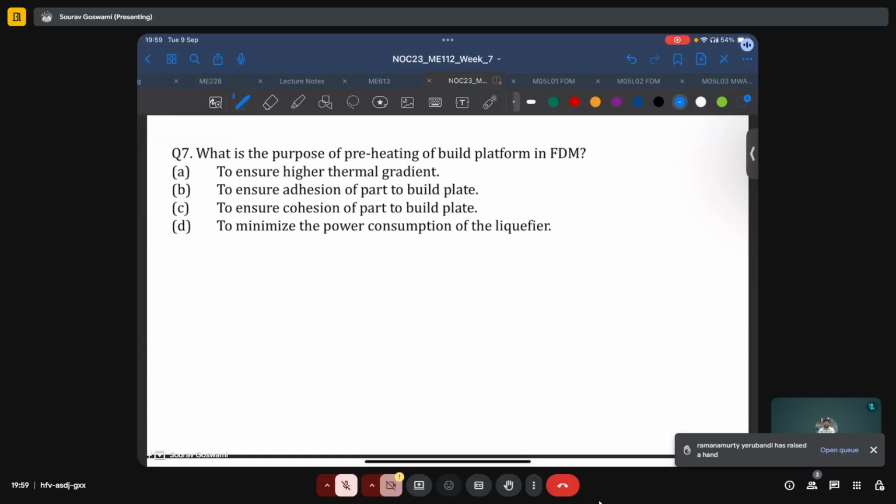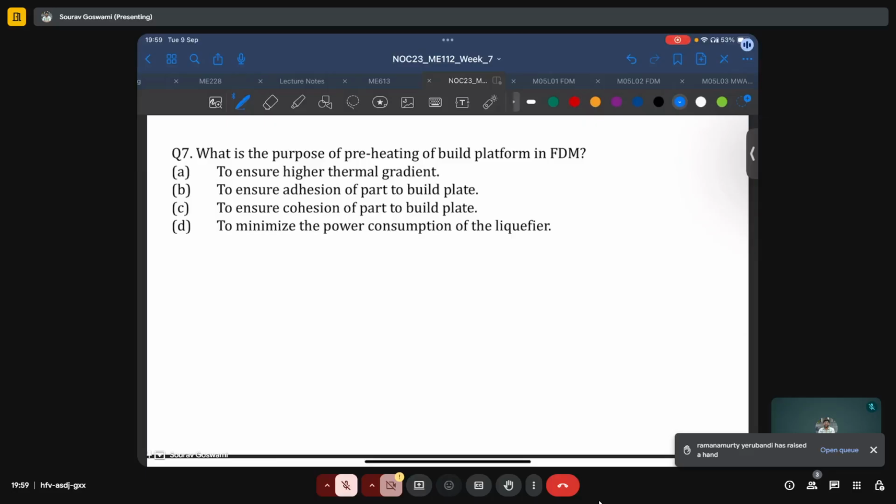Question 7 is asking us, what is the purpose of preheating of the build platform in an FDM process? Is it to ensure a higher thermal gradient? Is it to ensure adhesion of part to the build plate? Is it to ensure cohesion of part to the build plate? Or is it to minimize the power consumption in the liquefier?